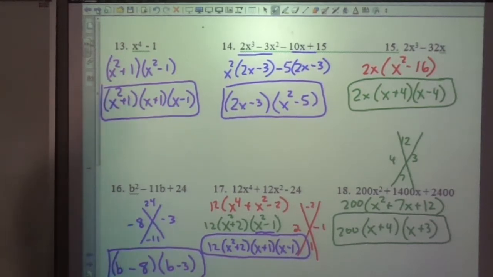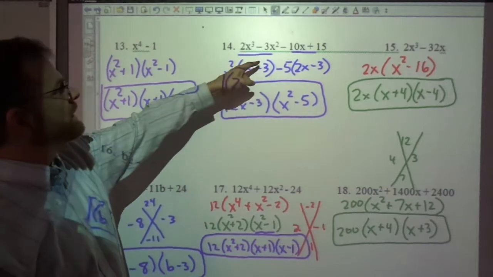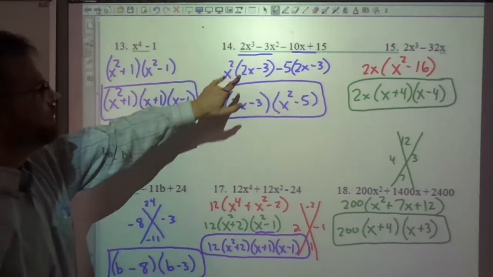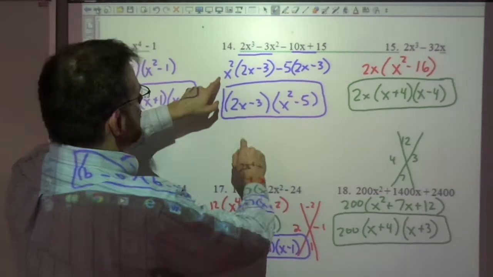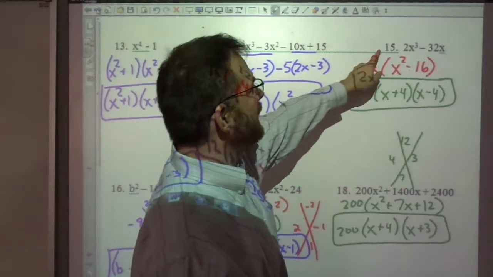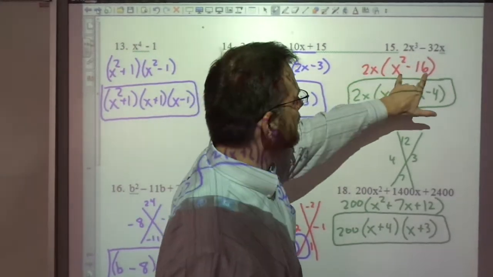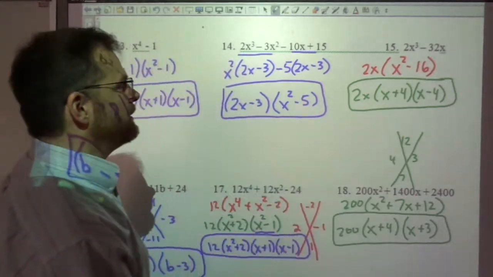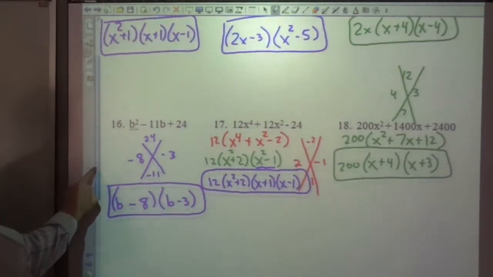There we are. Here we have 4 terms. X squared comes out front, -5 comes out front, 2x minus 3's are in common, the x squared minus 5 is left over. Greatest common factor here is 2x, difference of 2 perfect squares, x's and 4's, one's positive, one's negative. We're almost finished here.